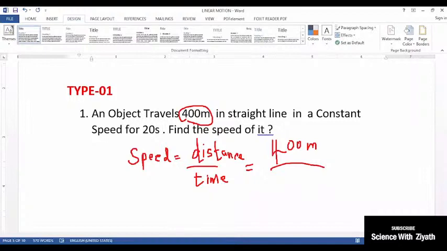For 20 seconds, what's the answer now? Sir, 20. I'm cutting here: 0, 0, 40 over 2. What's that? 20 ms minus 1. And if it goes upside, then the standard unit of speed is ms minus 1. Very simple question.